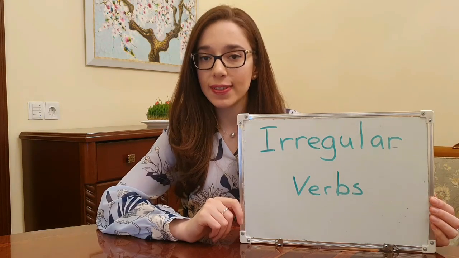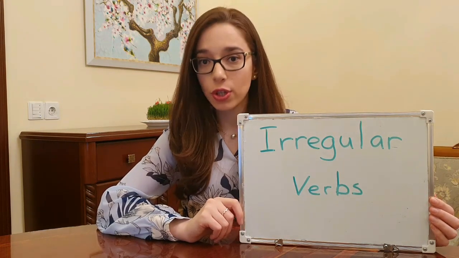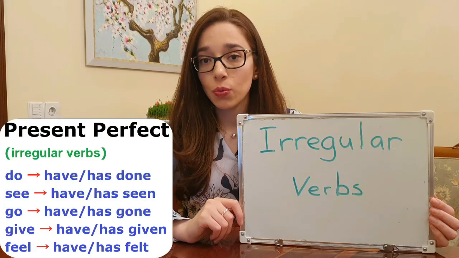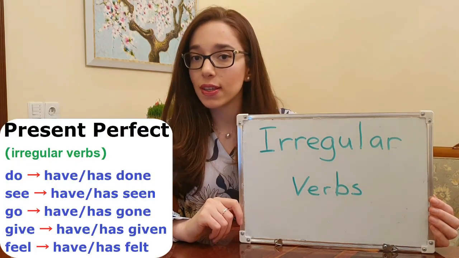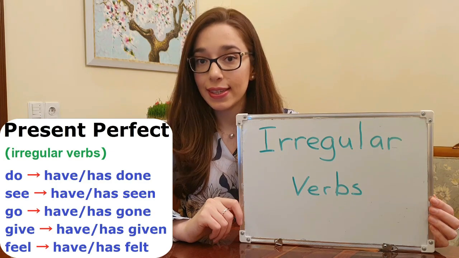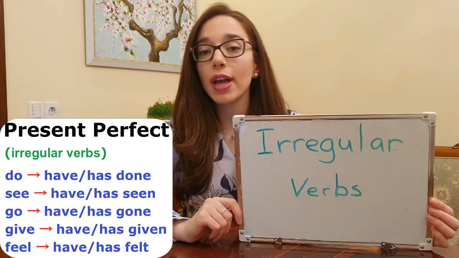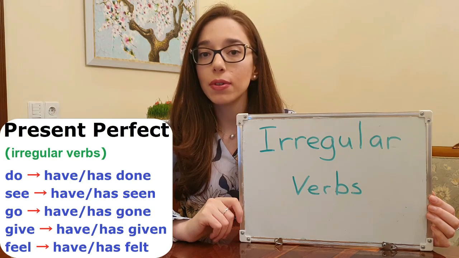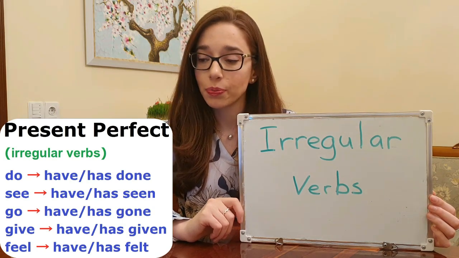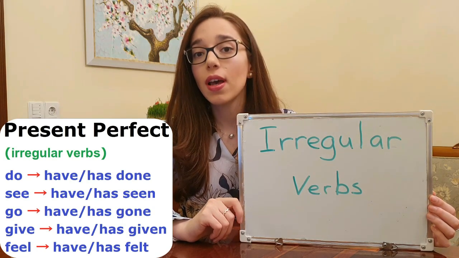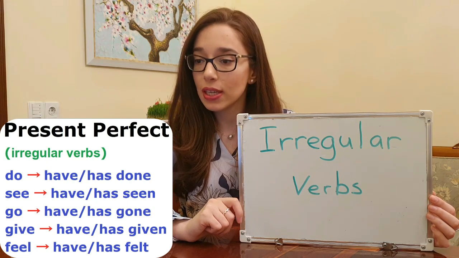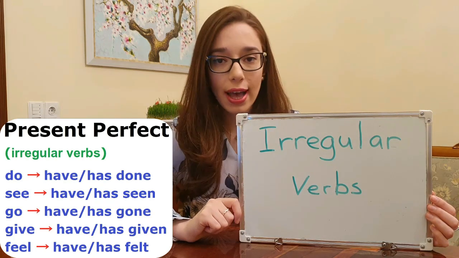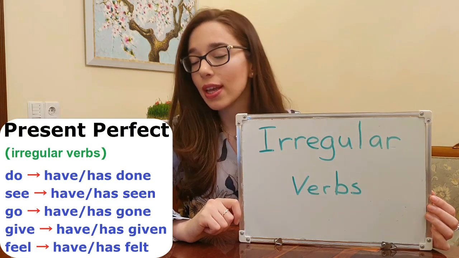Let me also give you examples of the ones that change the root form. Like do becomes have or has done. See becomes have or has seen. Go becomes have or has gone. Give becomes have or has given. Feel becomes have or has felt, and many more.